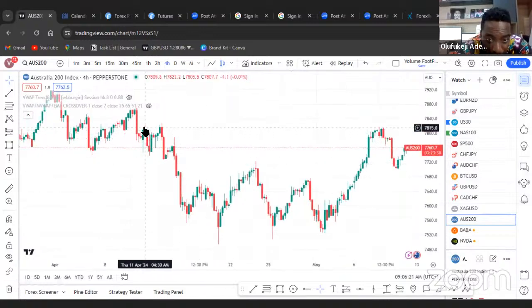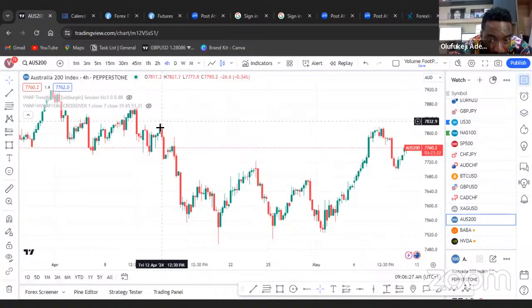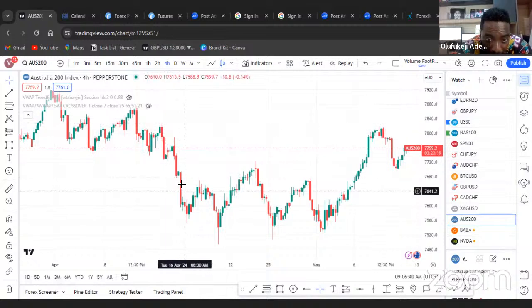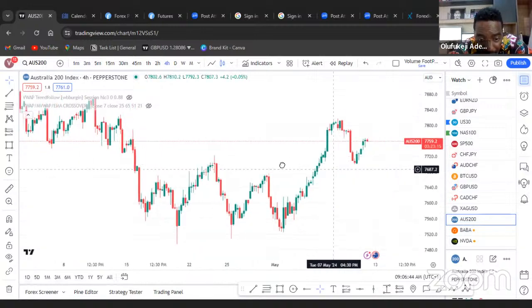Where has price got into? That's our shoulder. Sweep was done 12:30 p.m. yesterday. No, that's the shoulder there. Sweep. Price has come into that fair value gap. It has formed an IOFED. There's an IOFED.